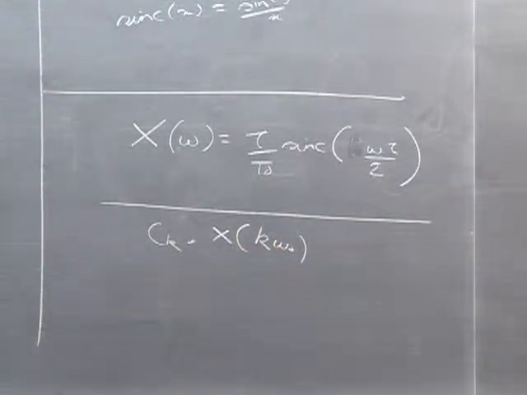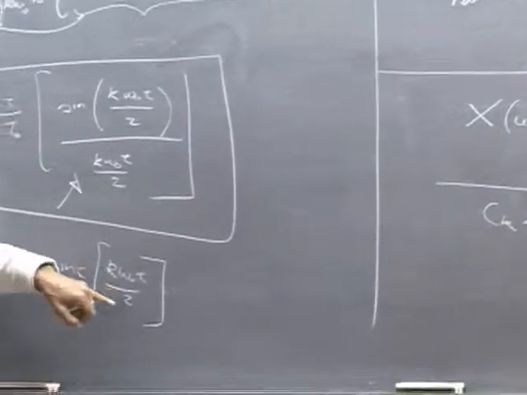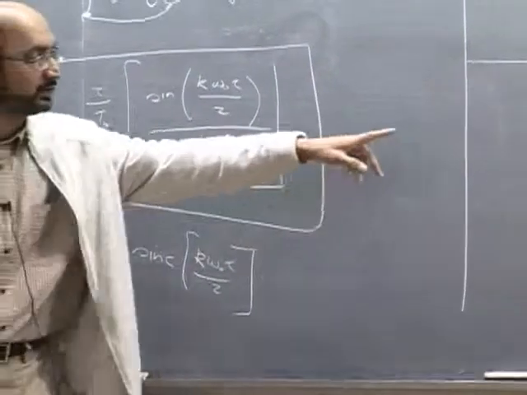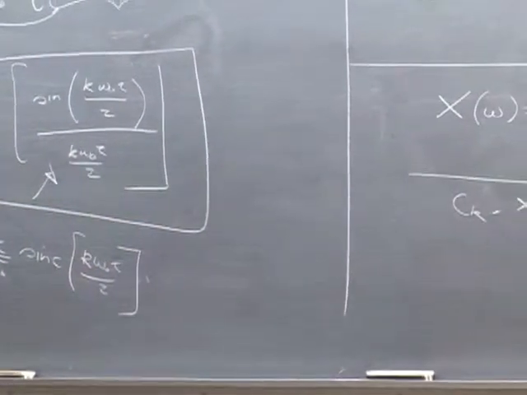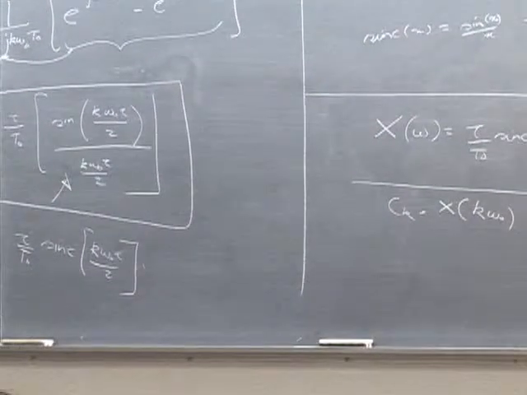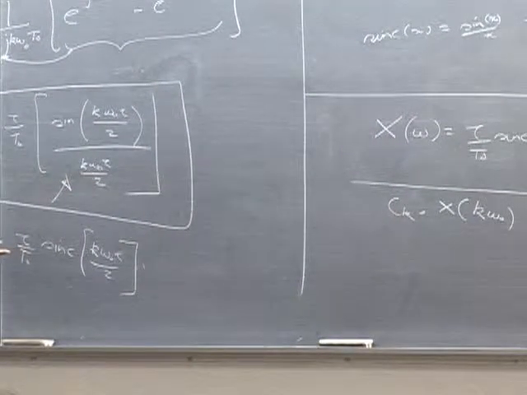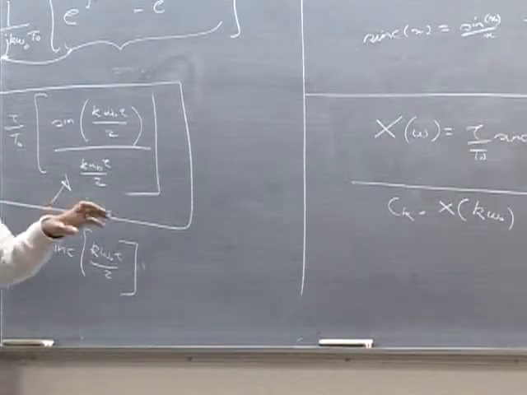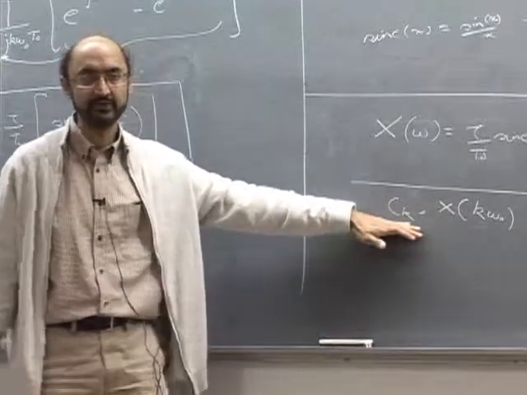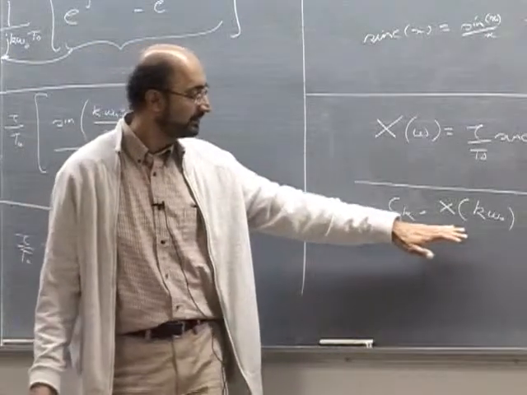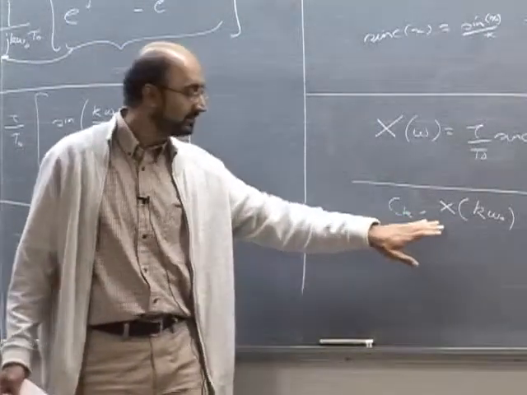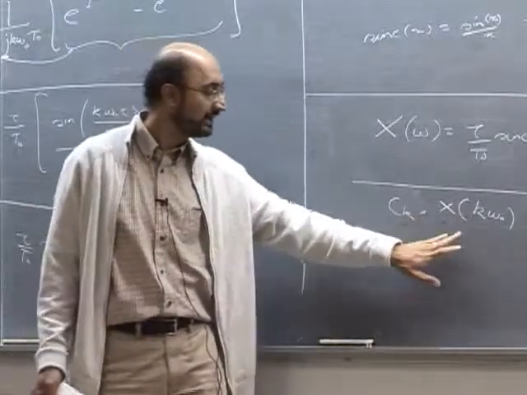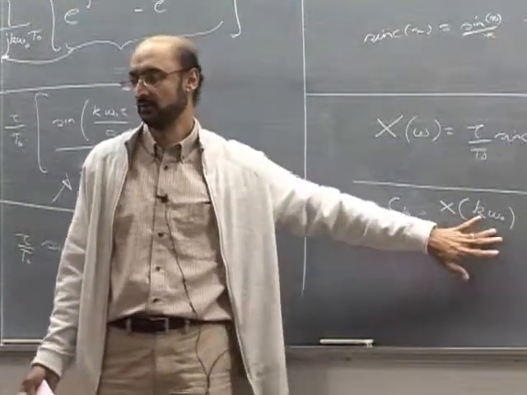How do we say that? Well, you can see that for omega, we substitute k omega naught, we get k omega naught tau over 2, which is exactly what we said. So nothing magic over here. I'm just using some notation which integrates this. This is an important step. Though it's simple, it's important. The reason is that the kth coefficient of the Fourier series is given as the value taken by the function X at the set of discrete points k omega naught.